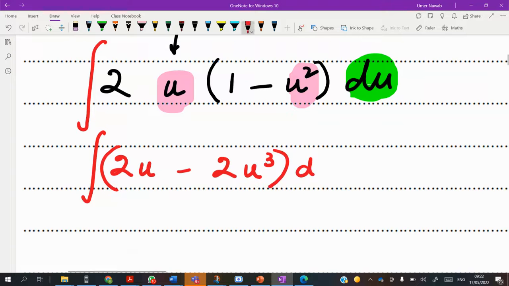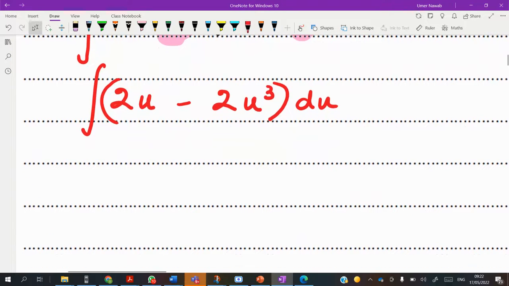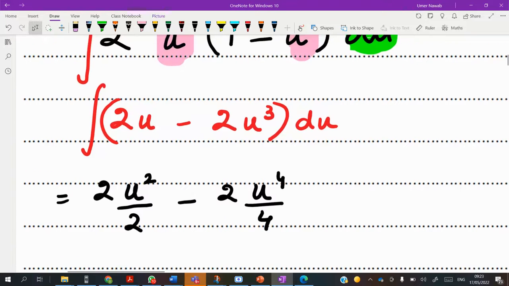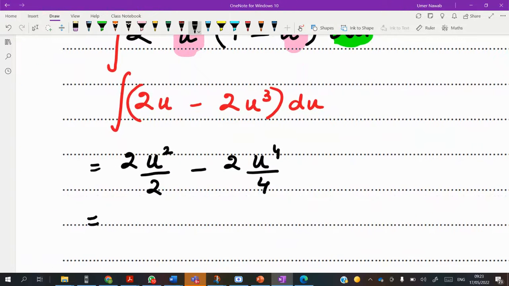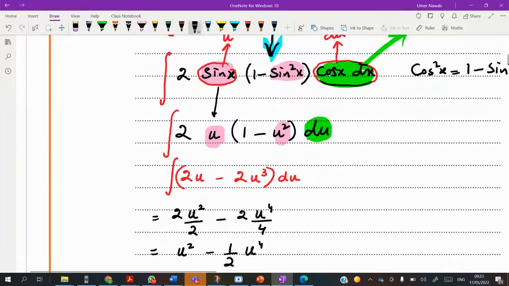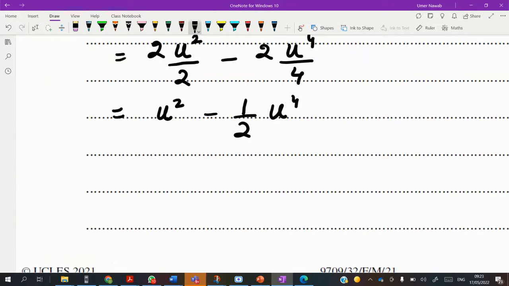And I'm going to take the integration of 2u, which is 2u square over 2 minus 2u to the 4 over 4 plus c, if you want to write it here as a constant of integration. The further simplification is u squared minus half u power 4. Now substitute your function back, which is u equal to sine of x. So I'm going to write here sine square of x minus half sine to the 4 of x. This is the integration which I wanted to get.